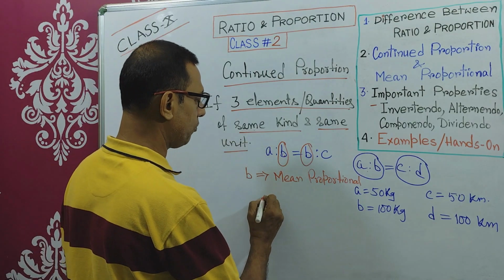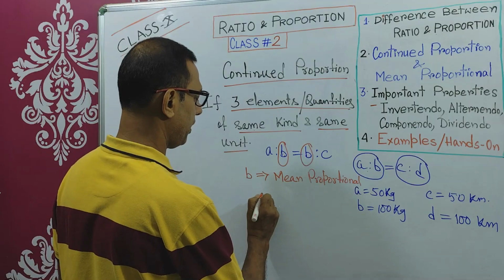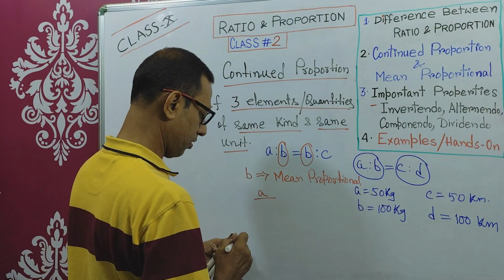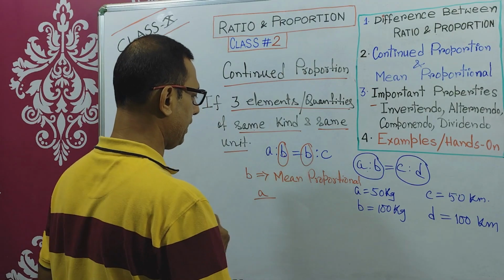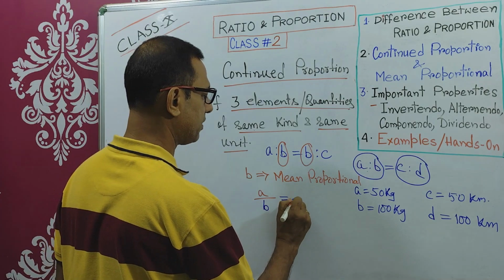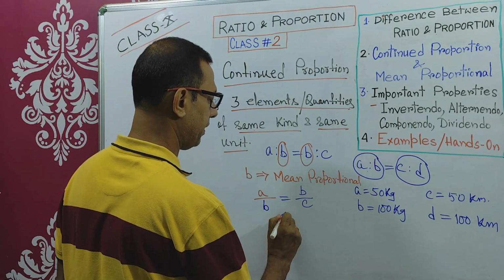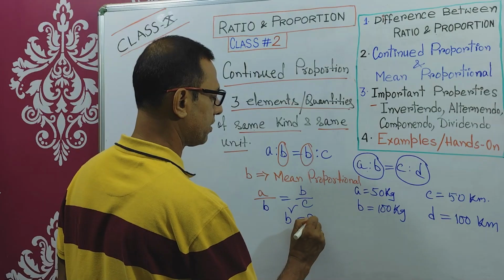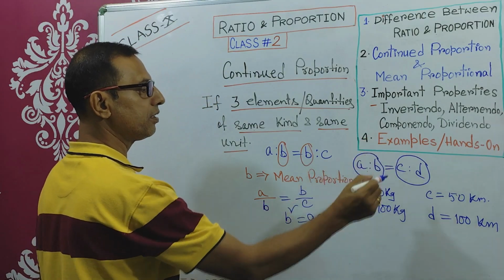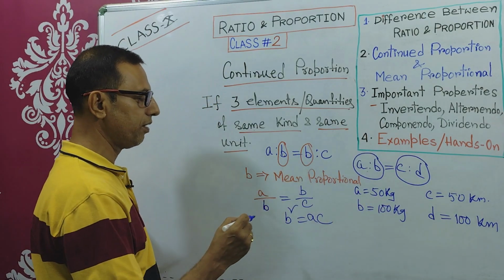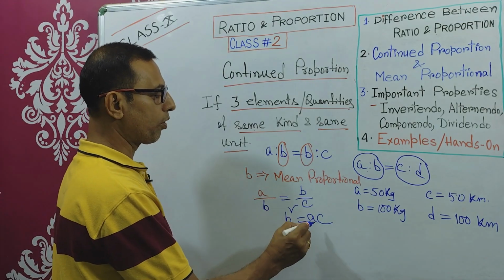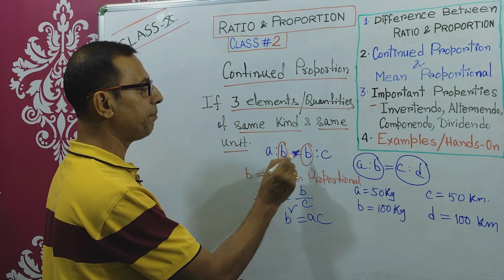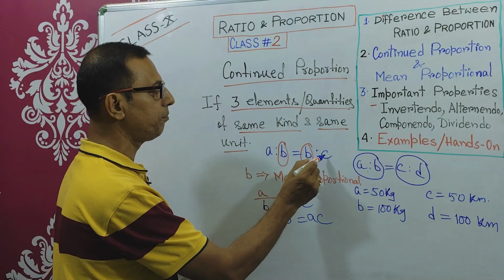So what is the value of B? A by B equals B by C. That means B square equals AC, which is also true with the relationship I said a few minutes back, that product of extremes equals product of means, because when you have A, B, C, A and C, these two are extremes.